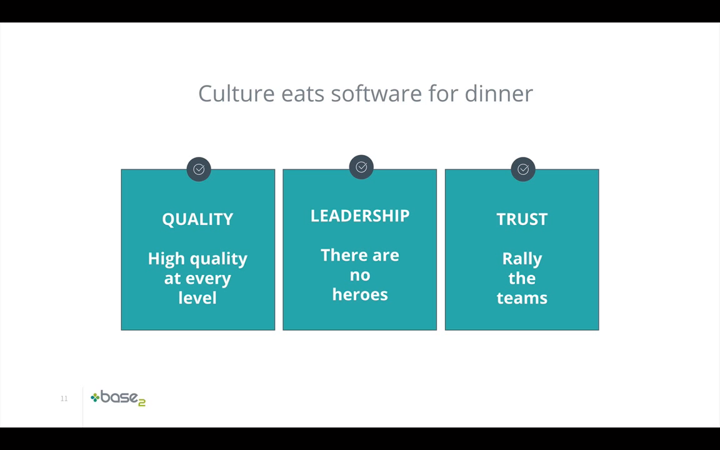Okay, so let's talk a little bit about culture. Many of you have heard the expression by Peter Drucker, culture eats strategy for breakfast. More recently, our friend Marc Andreessen talks about how software eats the world. What I like to say is that culture eats software for dinner. Now, what do I mean by that?